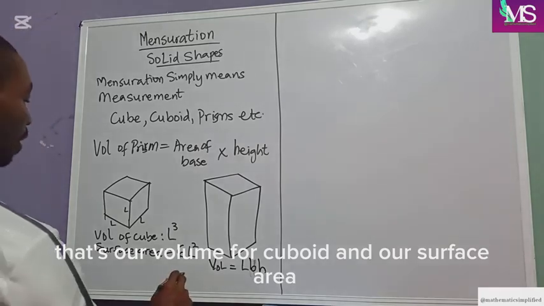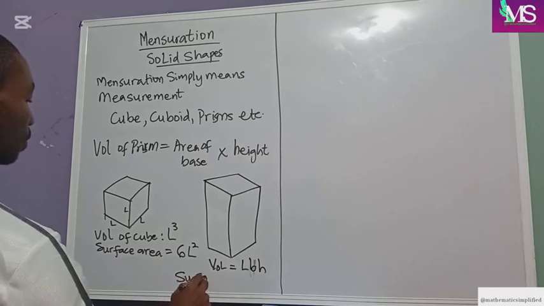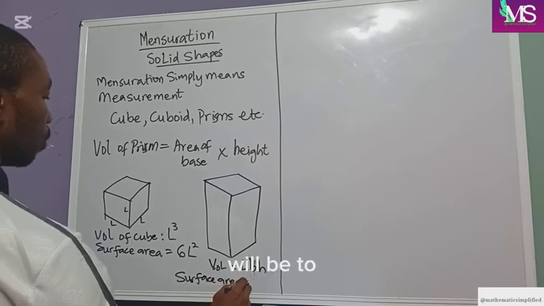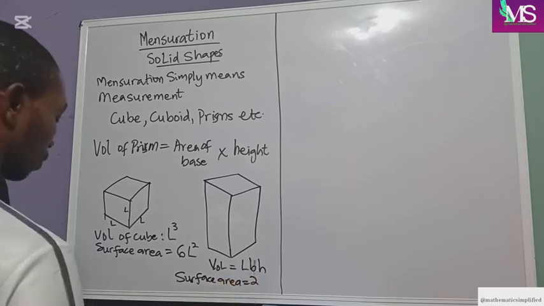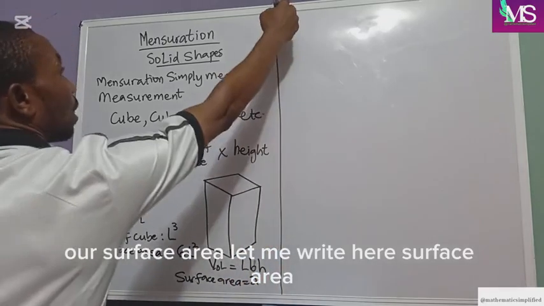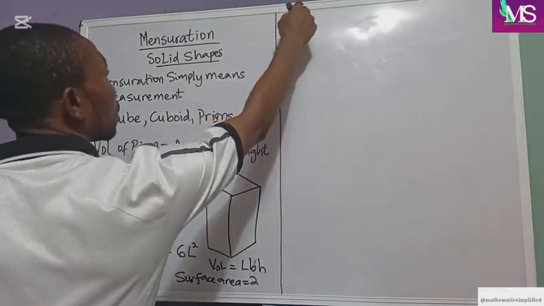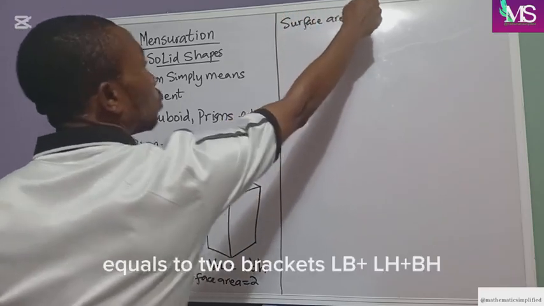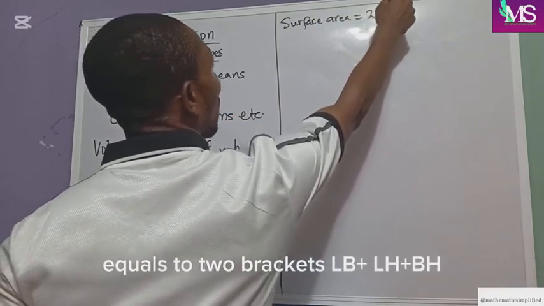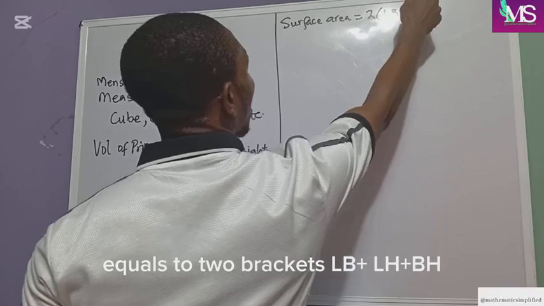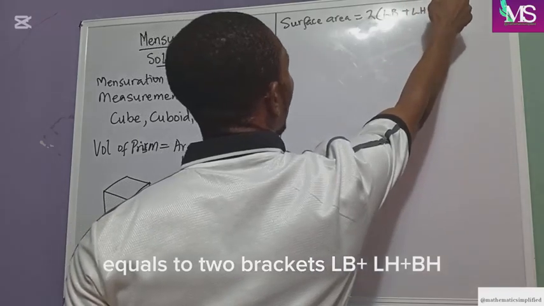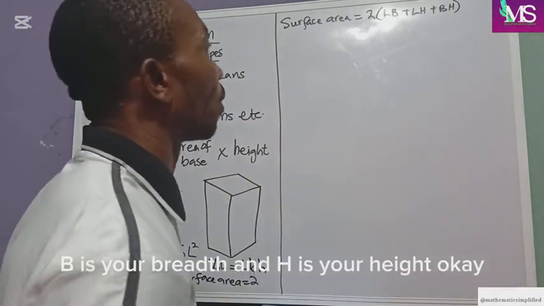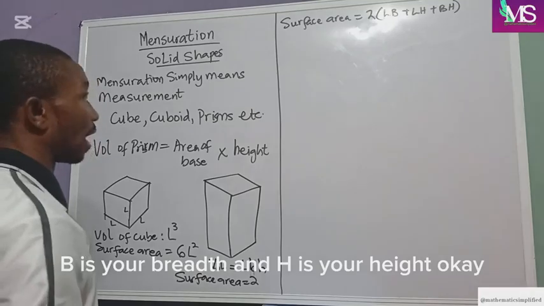And our surface area, let me write here, surface area equals 2 brackets LB plus LH plus BH. Where L is your length, B is your breadth, and H is your height.